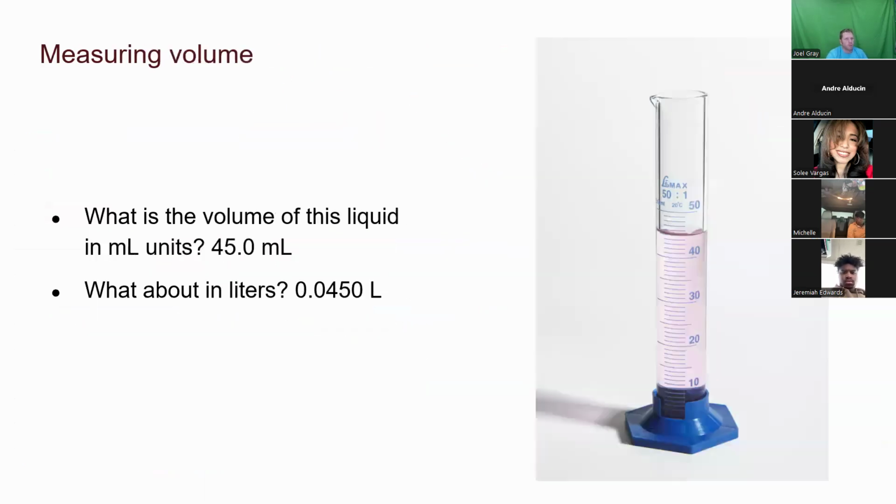Okay, now measuring volume. What is the volume of this liquid in milliliters? So this is a 50 milliliter graduated cylinder. This is 45.0 milliliters. In terms of liters, 1,000 milliliters is 1 liter. So if this is 45 milliliters, well, then what you have to do is you have to move this decimal place.